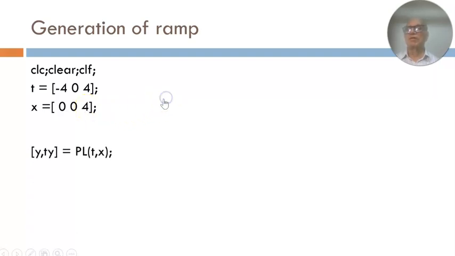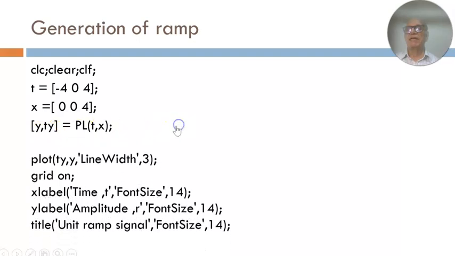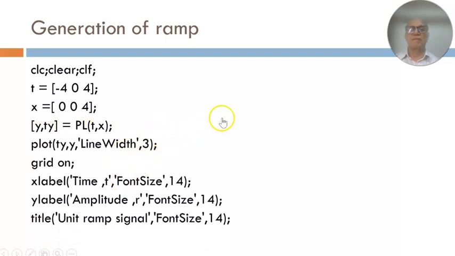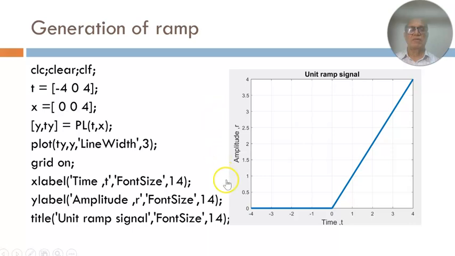All right. So now what you do, you call the piecewise linear function, generate the output y ty, and again plot it as usual. So then it will look like this. So you can see it's 0 from -4 up to 0, and then it increases linearly until it reaches the value of 4 at t equal to 4. All right. So what we have done, we have defined what is a ramp signal, and we have seen how to generate it by using MATLAB program.